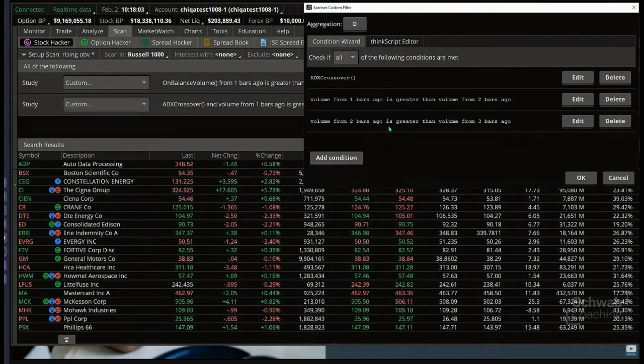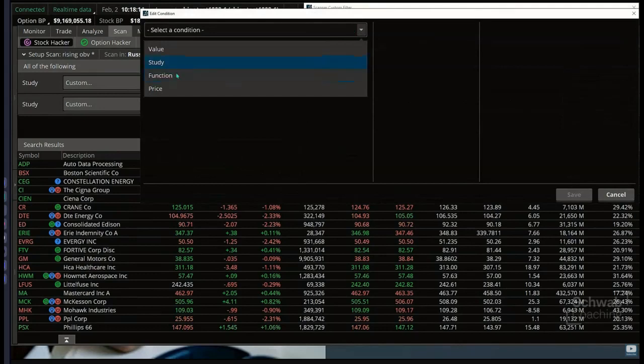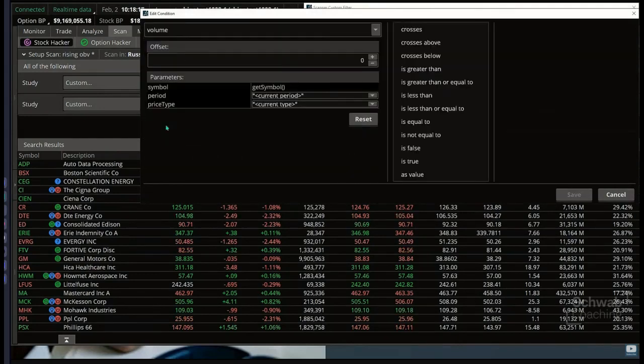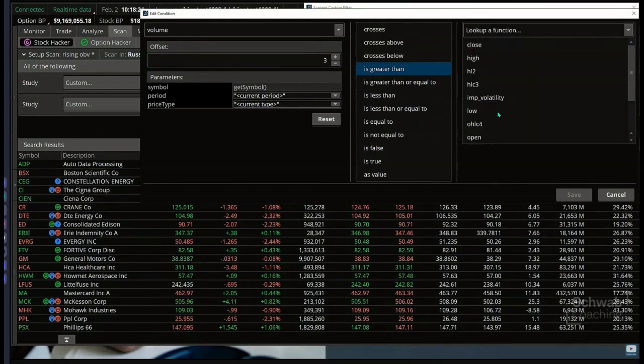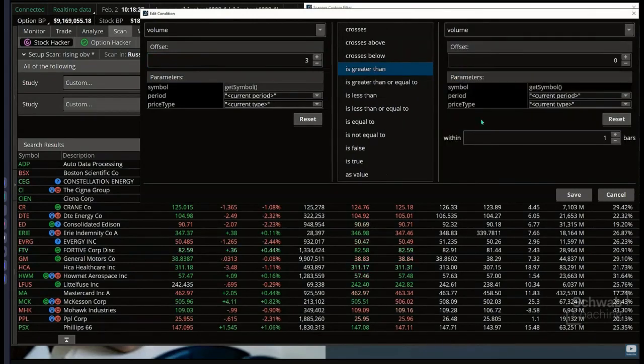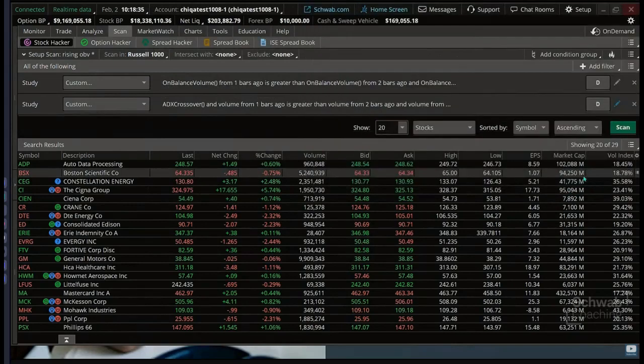Why don't we throw in one more? Why don't we have the volume continually rising for the last 3 days? So we'll just do one more here. We'll see if we get any. We might have to take one off, but we'll see. Volume 3 days ago is greater than the volume 4 days ago. Now let's see if it narrows down. Let's see if any of these have done that.